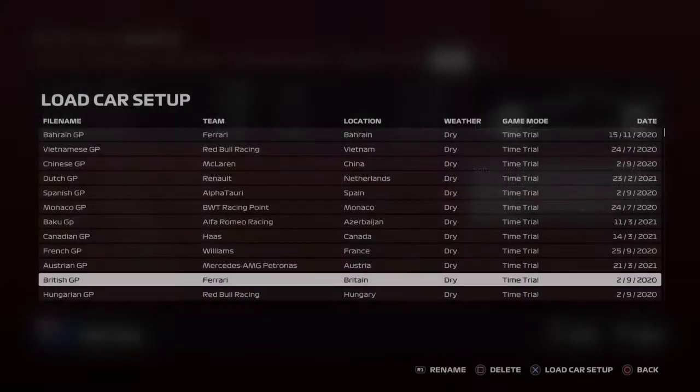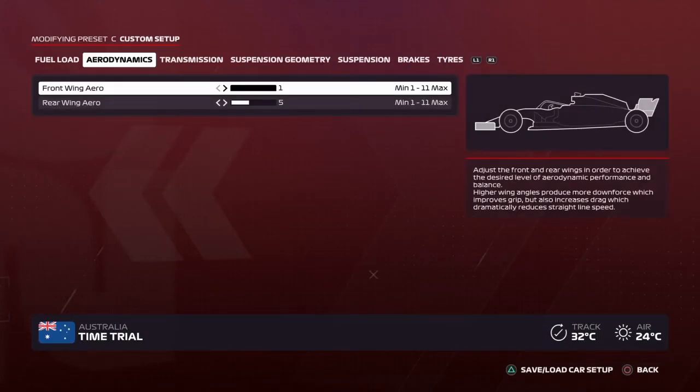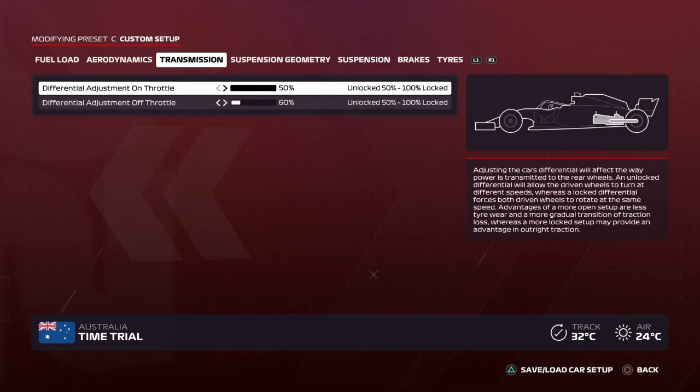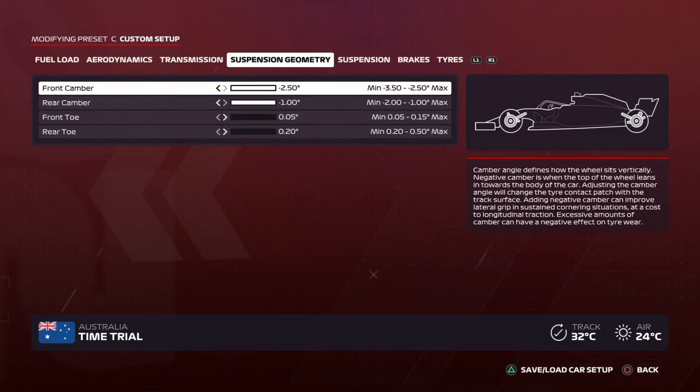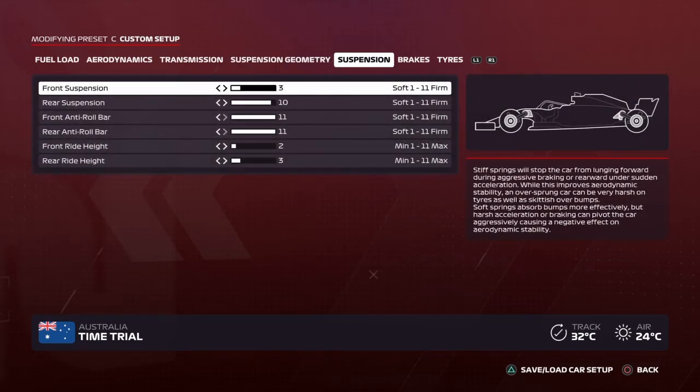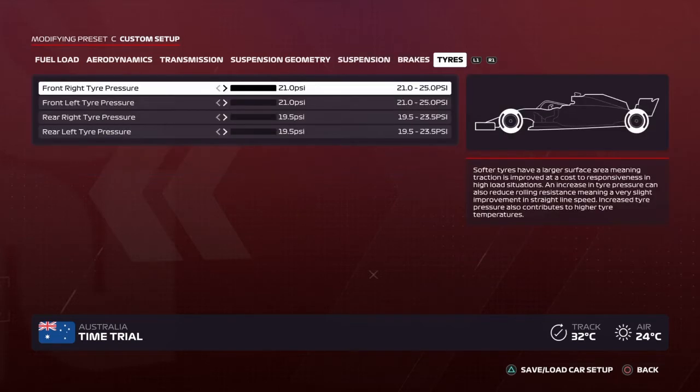For Britain now, 1.5 on the wing. 50-60 on the transmission. Right, left for the suspension geometry. 3.10, 11.11, 2.3 on the suspension. Tyres are all the way to the left.